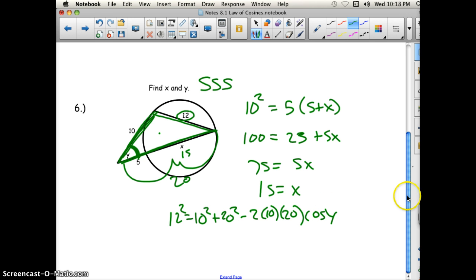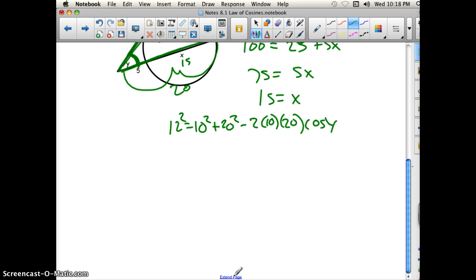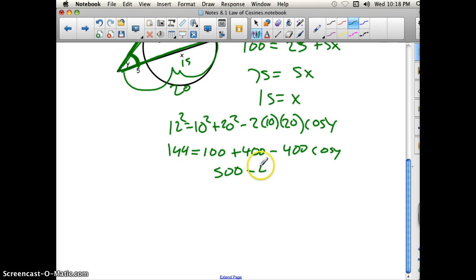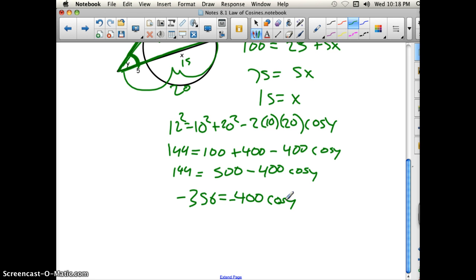All right, we'll pick up the pace a little bit here. 12 squared, 144. 100 plus 400, a minus, that's going to be another 400 cosine y. So this is 500 minus 400 cosine y. So what I need to do is take 144 and subtract 500, and I get negative 356 equals negative 400 cosine y. I'm going to divide both sides by negative 400.